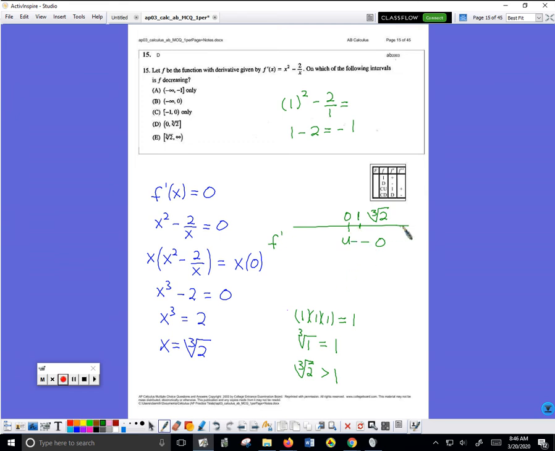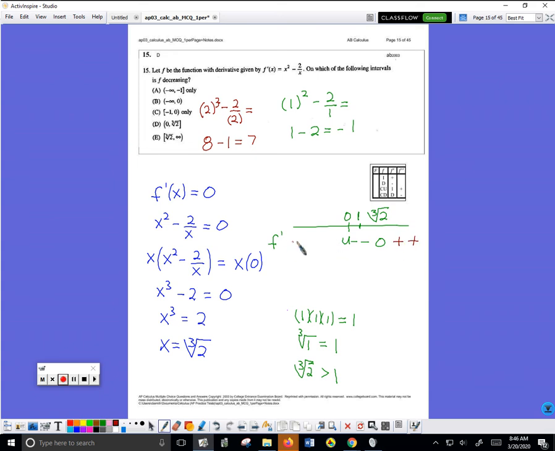Pick something bigger than the cube root of 2. 2 makes sense. So I need a little space, so I come over here, plug in 2, square that, subtract 2 over 2 cubed. 2 cubed is 8. This would equal 1. That's a positive value, so these are all positive.